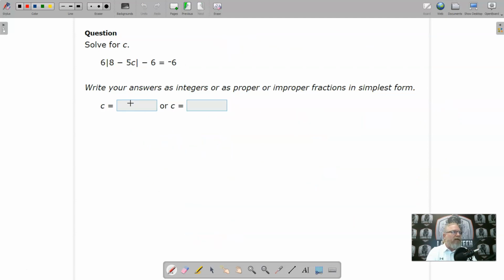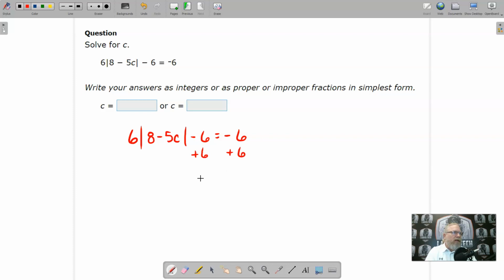All right, final question, which I guess will give me my 2 final answers, because there are 2 answers on this one. You might say, oh, it's a negative, it doesn't work, but we've got some work to do. So that's probably going to change to a positive, because they do want 2 answers on this. So we have 6 times the absolute value of 8 minus 5c, minus 6, equals negative 6. Let's first deal with this minus 6 by adding 6, and what we do to one side, we do to the other.